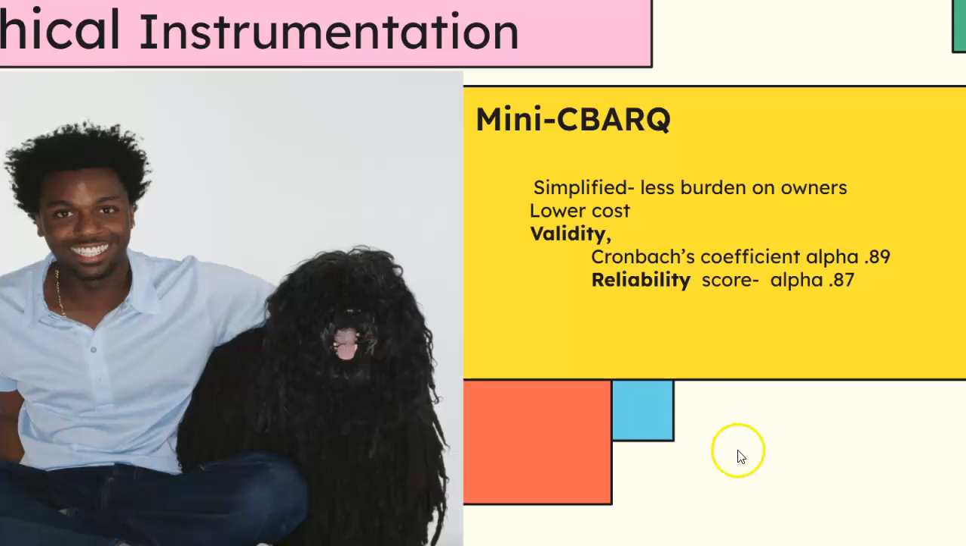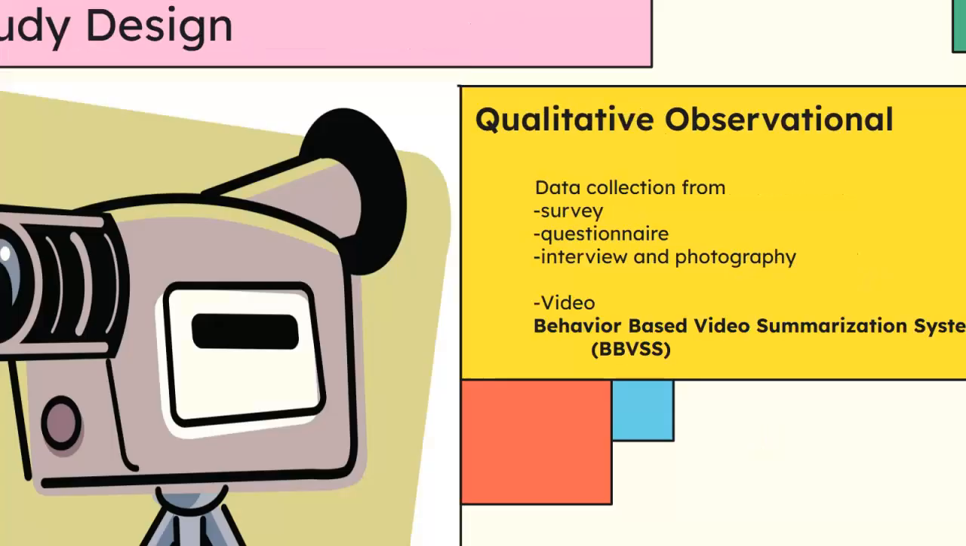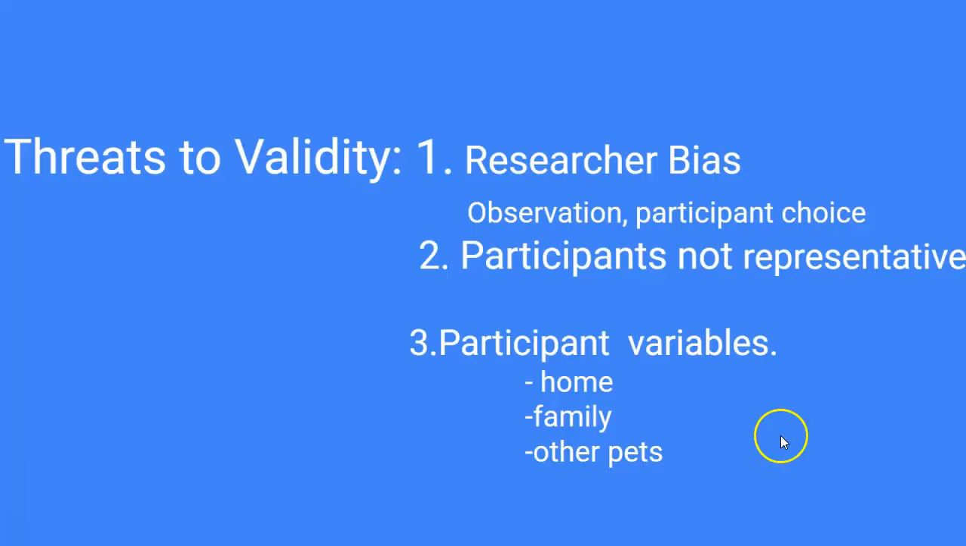I just wanted to talk a little bit about proving the validity of the instrumentation. I already talked about the video summarization system, but also the mini CBAR, which has a Cronbach's coefficient alpha of 0.89 and a reliability score of 0.87. I also talked about the qualitative data that we're collecting and how we're collecting it, and threats to validity, certainly bias.